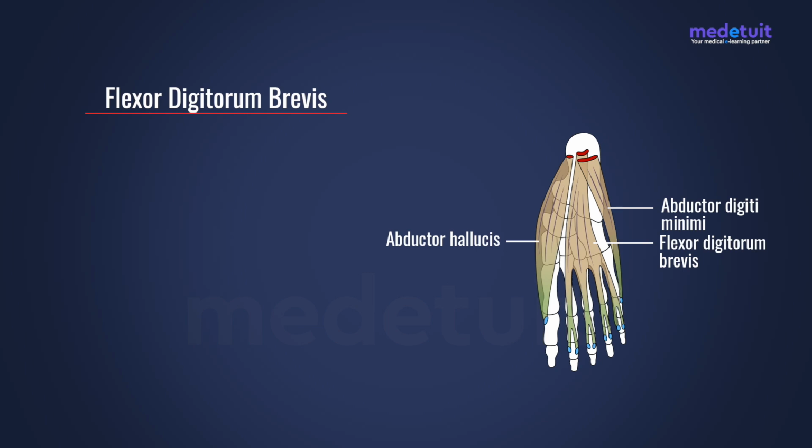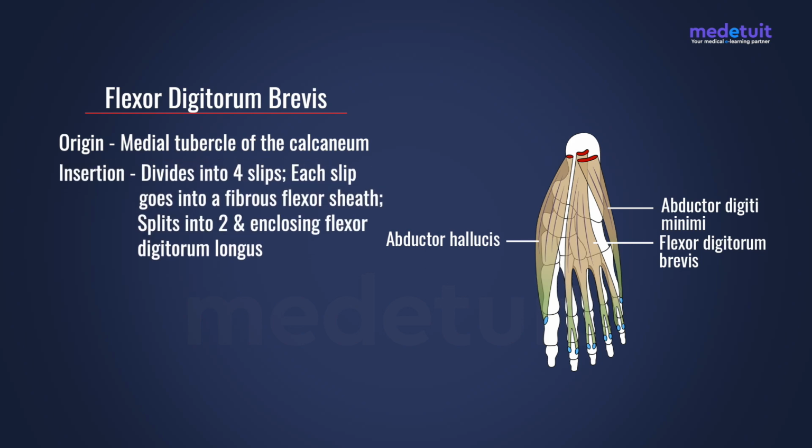Flexor Digitorum Brevis. This muscle takes its origin from the medial tubercle of the calcaneum. It divides into 4 slips. Each one goes into a fibrous flexor sheath, where it splits into 2 and encloses a long flexor tendon, that is the Flexor Digitorum longus.